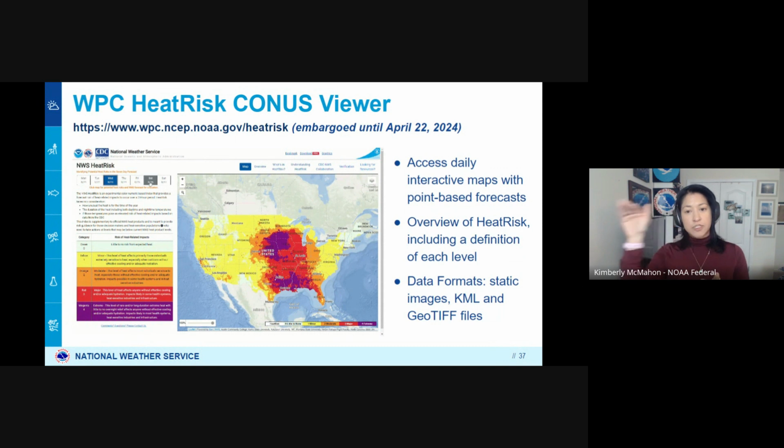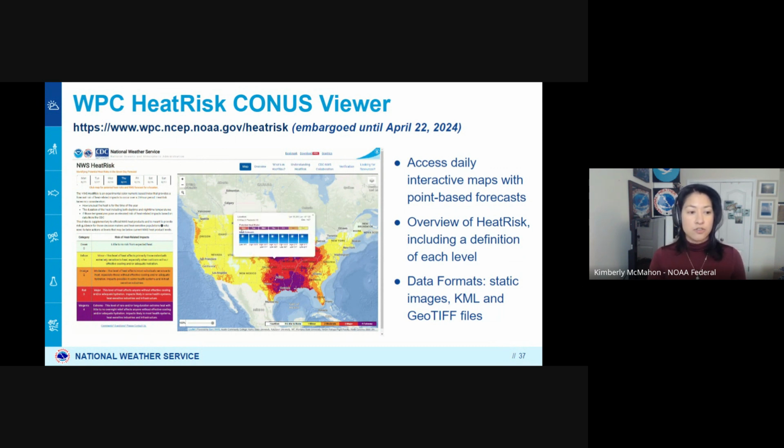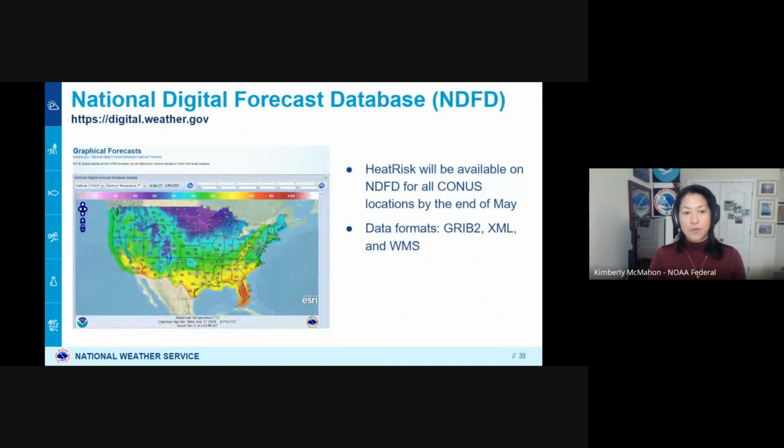And at the top, there's a bunch of links to PDFs that just have more information on understanding heat risk and understanding the categories, as well as some appropriate actions to recommend with each of those categories. So again, just embargoing that until the April 22nd press conference.